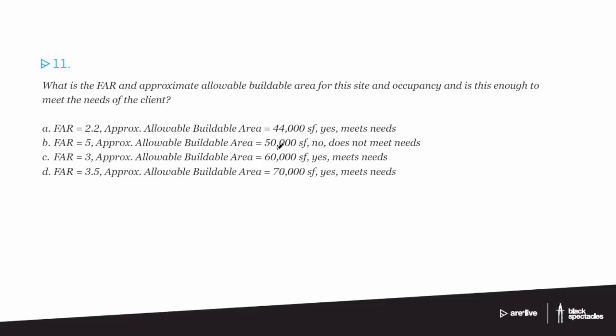All right, last here. What is the FAR and approximate allowable building area for this site and occupancy, and is this enough to meet the needs of the client? So we have a couple of different answers here. A is FAR at 2.2, B is FAR at 5, C is FAR at 3, and D is FAR at 3.5, so the floor area ratio at any of those numbers. And then there's different allowable building areas set there, and some yeses and some nos.